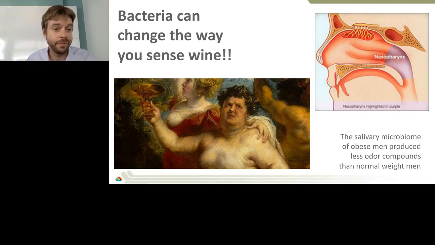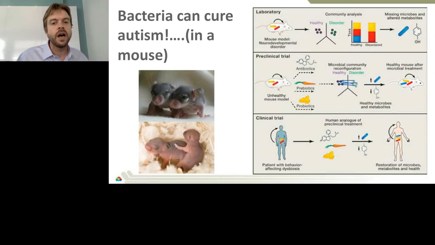And this is important. Well, wine is important to me, but it's also important because it means that as early as food intake into the mouth, our behavior, our response to these foods is already being altered, already being changed by the activity of microbes. We also know that we can potentially alter neurological phenotypes. It'd be controversial to say we can cure autism. We can potentially alleviate autistic symptoms in mouse models at this stage.